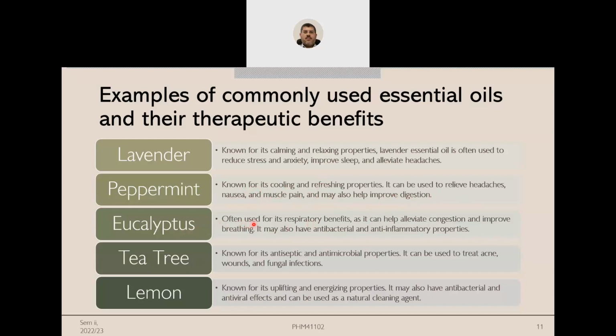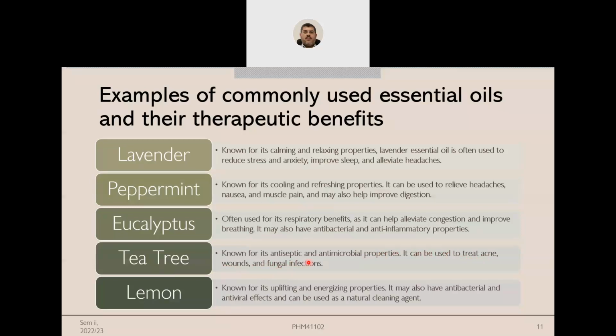Eucalyptus essential oil is used mainly for respiratory benefits. It can alleviate congestion, improve breathing, and it may also have antibacterial and anti-inflammatory properties. So it can be used for lung or respiratory infections. Tea tree oil also has antimicrobial properties. It's antiseptic. So it can be used to treat some skin conditions like acne, to treat wounds, and to treat fungal infections. It has effect against candida and dermatophytes that cause skin infections.